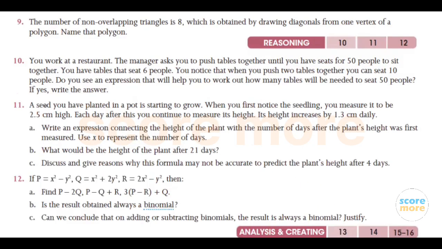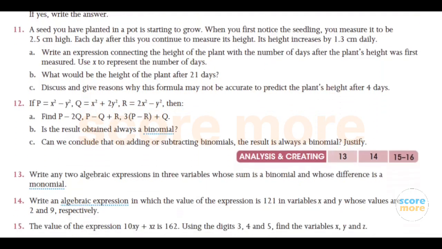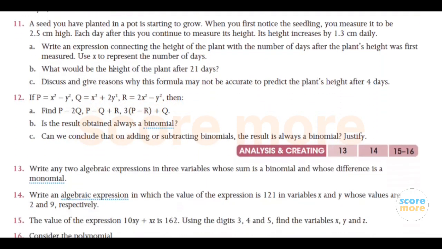Question number 11 is, a seed you have planted in a pot is starting to grow. When you first notice the seedling, you measure it to be 2.5 centimeter high. Each day after this, you continue to measure its height. It increases by 1.3 centimeter on daily basis. So A part is, write an expression connecting the height of the plant with the number of days after the plant's height was first measured. Use x to represent the number of days.